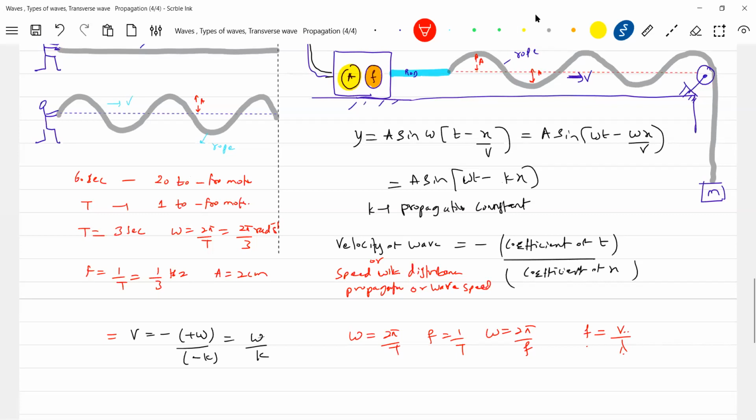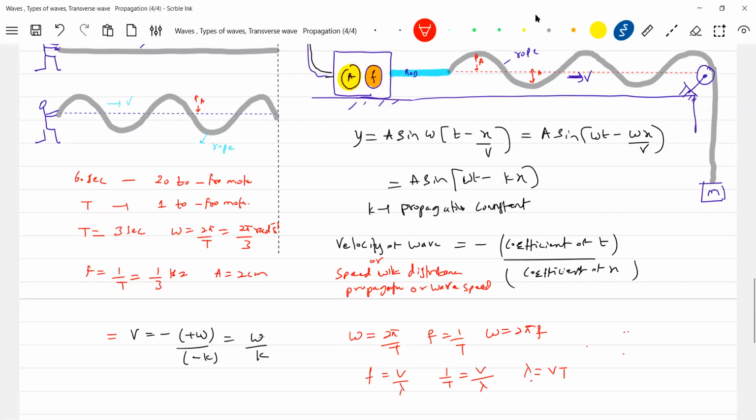For a non-mechanical wave, v becomes the speed of light. Sir, omega will be 2 pi into f. Okay, thanks for the correction. So the frequency of the wave is equal to the speed of the wave divided by the wavelength of the wave. Now further, what is f? f equals 1 by T. Therefore we can write lambda equal to v by T.